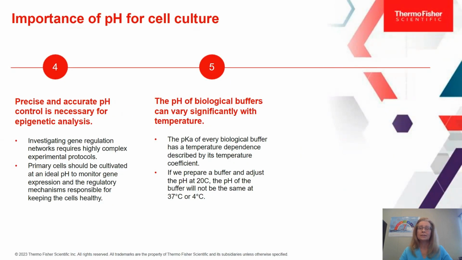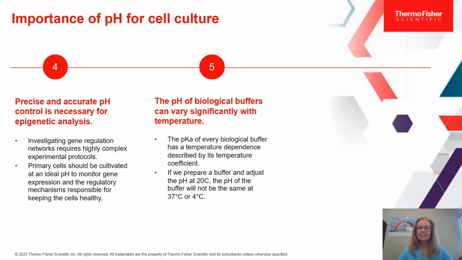Reason 4, highly complex experimental protocols are used for investigating gene regulation networks. We control pH of reagents to minimize proteolytic degradation. For example, during a ChIP assay, the wash buffer composition, salt concentration, and pH can impact the binding affinities of antibodies used to detect the protein of interest.